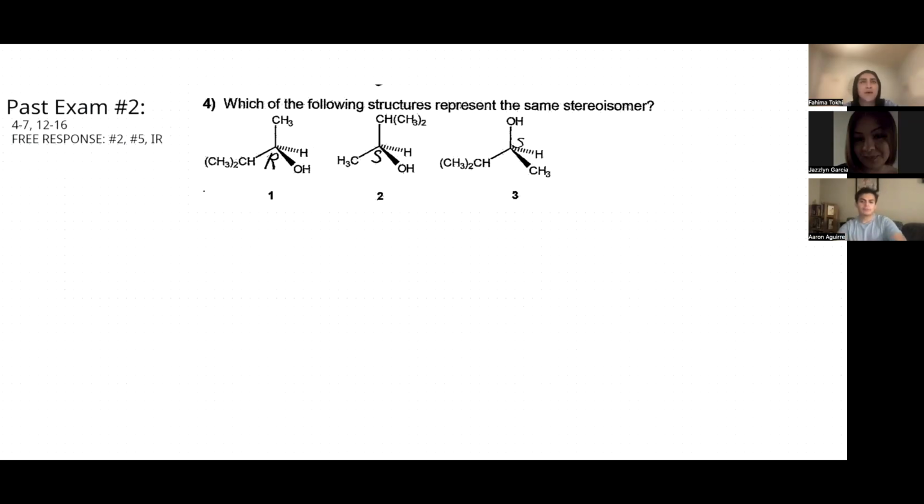What method do you want to do? We could just assign priorities left to right. Yeah, just assign handedness basically. Okay, so let's rank them. OH will always take priority. Hydrogen's always the lowest. This is going to be the second priority because of the 2 carbons.